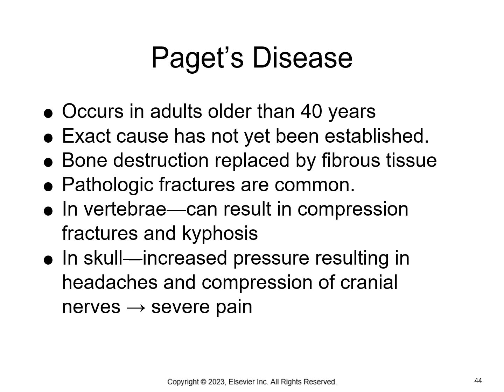Paget's is a progressive bone disease that occurs in adults over the age of 40. The exact cause is not known. In this disease, we have excessive bone destruction with replacement of bone by fibrous tissue and abnormal bone. Structural abnormalities are usually evident on x-rays, and we can see enlargement or thickening in the long bones, the vertebrae, the pelvis, and the skull.